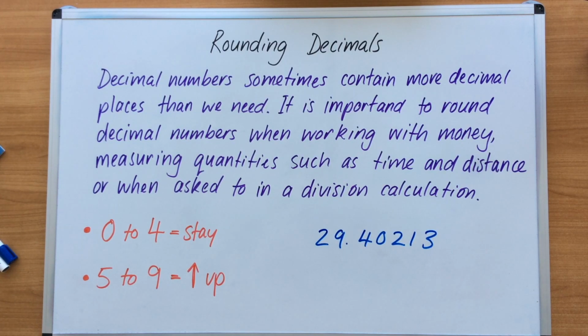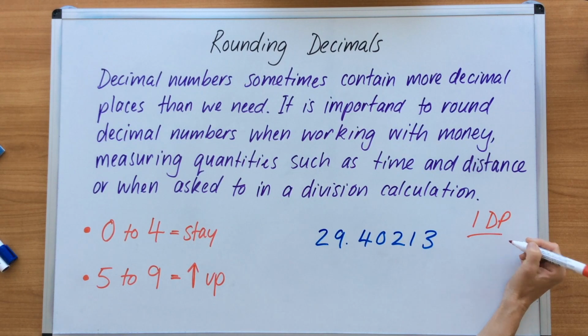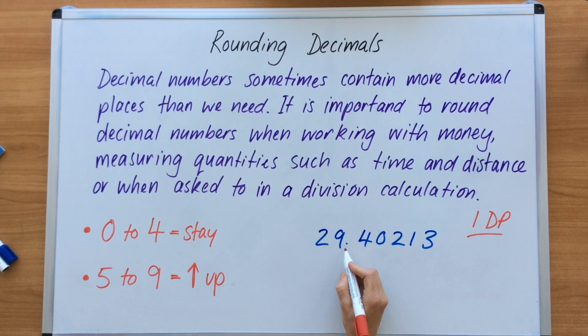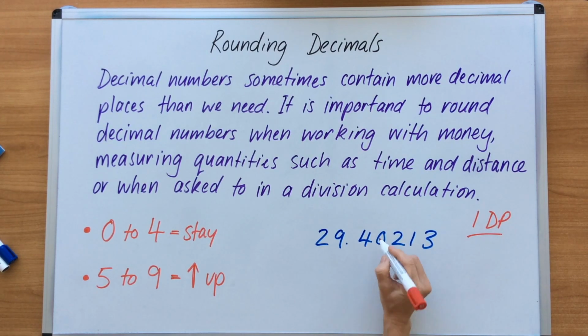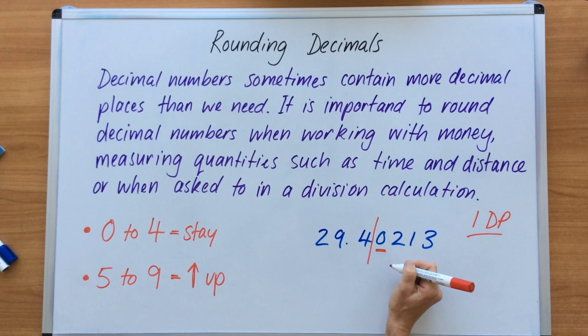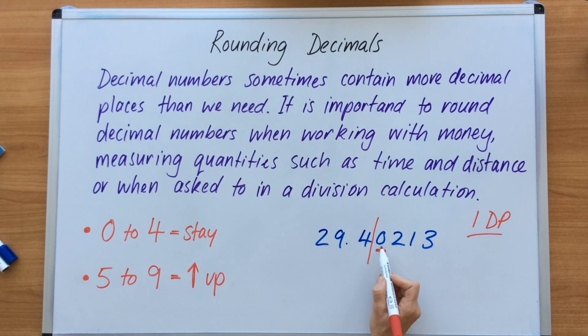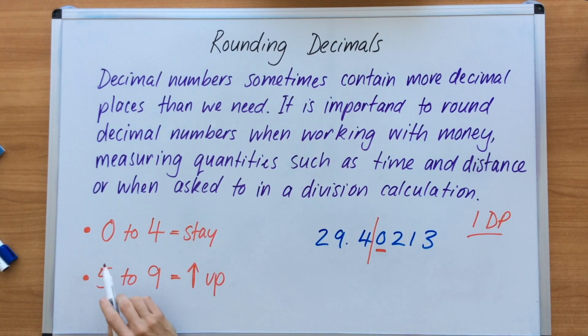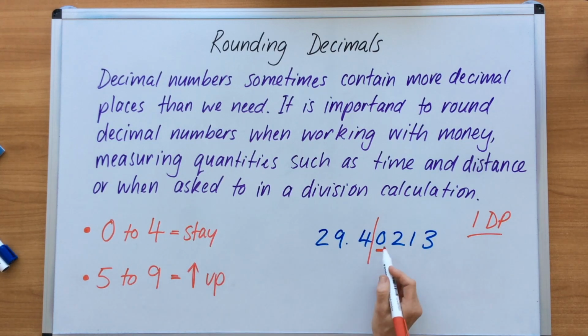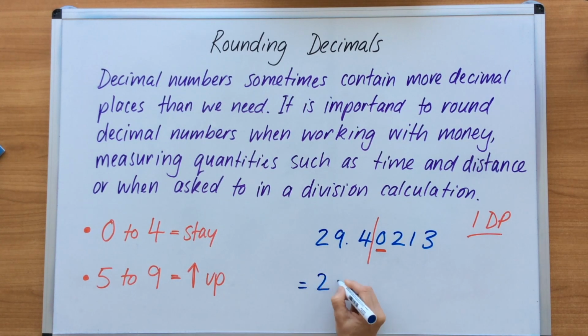Here's another example. We've got 29.40213 and we're going to round to 1 decimal place. So I look at the decimal point, find 1 decimal place, draw a line and underline. This is my rounding number, this is my looking number. Because 0 falls in the 0 to 4 category, it will stay. This number is not going to change. So the answer to this is going to be 29.4.